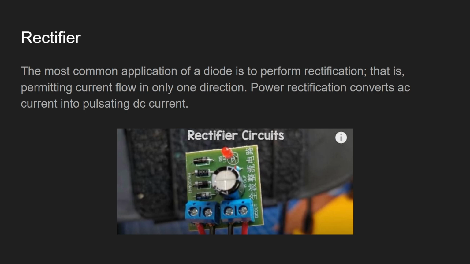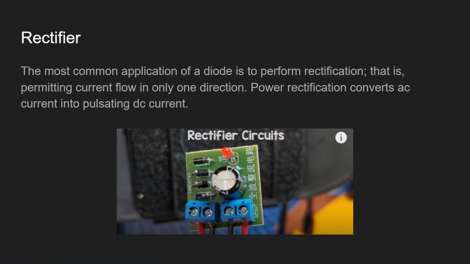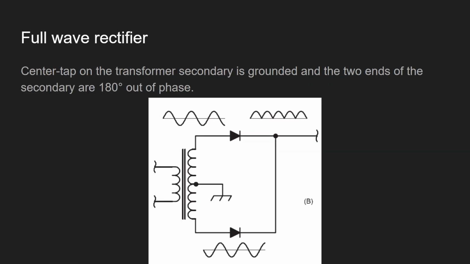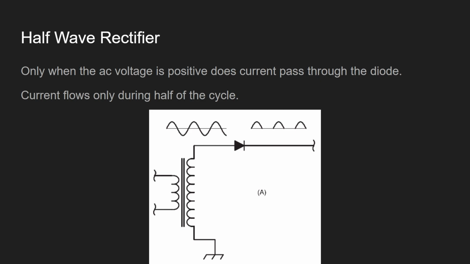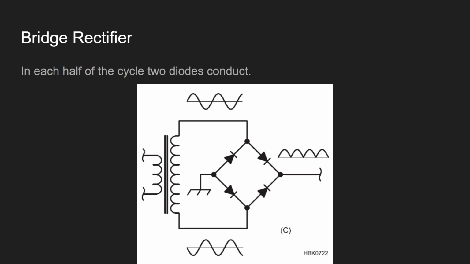Okay, let's continue. Rectifier. So it's just a sine wave to a straight line. Don't worry about it. Under rectifier, we'll introduce 3 types of rectifier to you: a half wave rectifier, a full wave rectifier, and a bridge rectifier. Okay? 3 types of rectifier: half wave, full wave, and bridge rectifier.